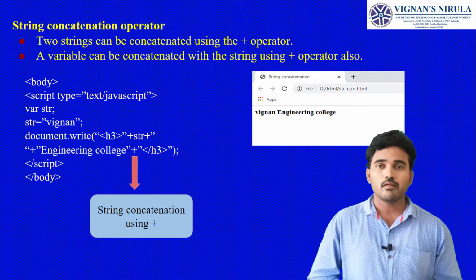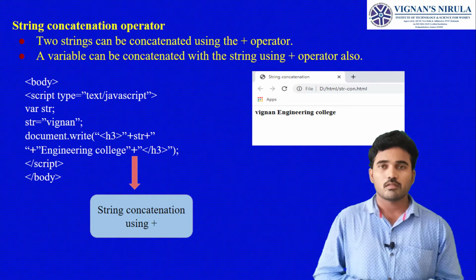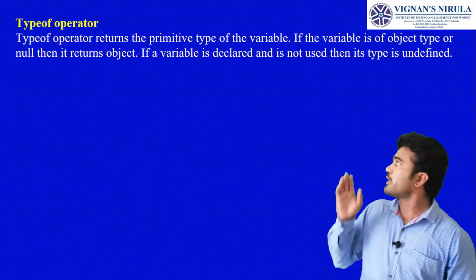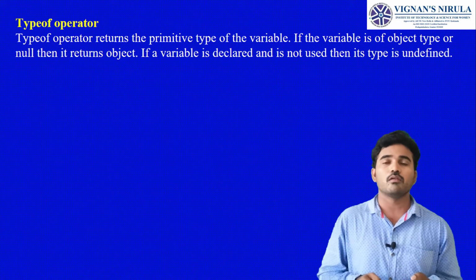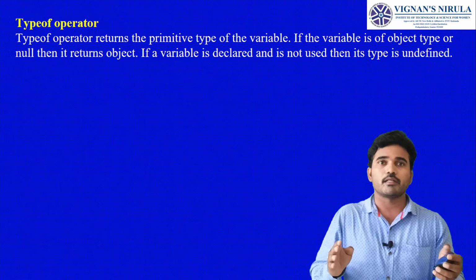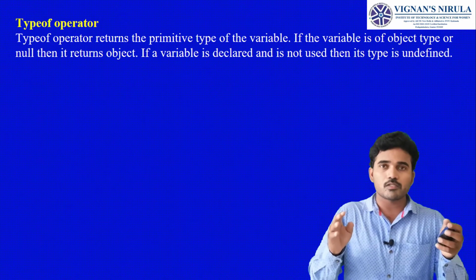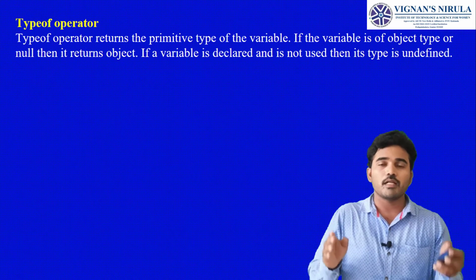Then thereafter we will have to know about the next operator, the typeof operator. The typeof operator returns the primitive type of a variable. If a variable is of object type or null, then it returns object. If a variable is declared and it is not assigned any value, already you know that it is undefined.